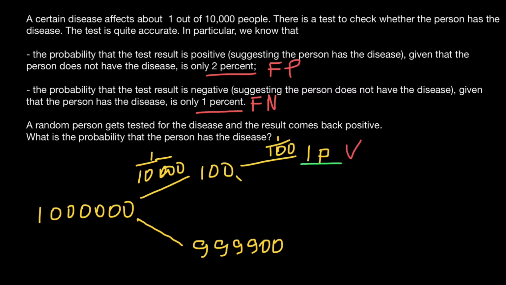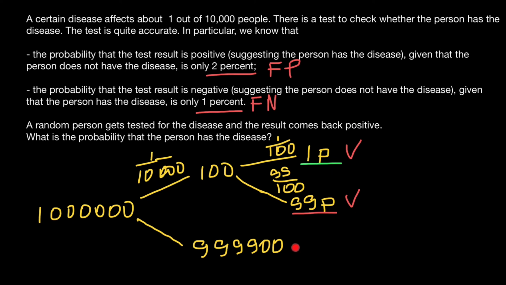And the rest out of this 100, so it's going to be 99 over 100, which is going to be 99 people, would show the disease as a result of this test, and they actually are going to have this disease. Show disease and actually have the disease. Doesn't show disease, but actually has the disease.